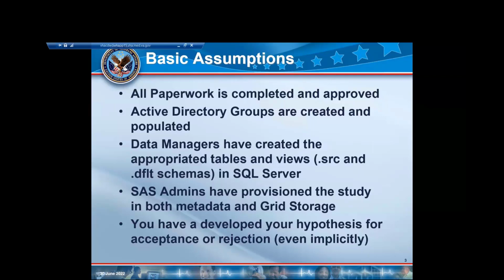And hopefully, and this helps quite a bit in the research world, you have developed your hypothesis for acceptance or rejection, even if it's only implicitly. Essentially, for all you non-statisticians, it's an objective. You're trying to prove, A, that race and gender matter with a certain bit of data or protocol or whatever. That's just a crude example. So you have to have something in mind to do, and essentially it's developed in the statistical world as a hypothesis.